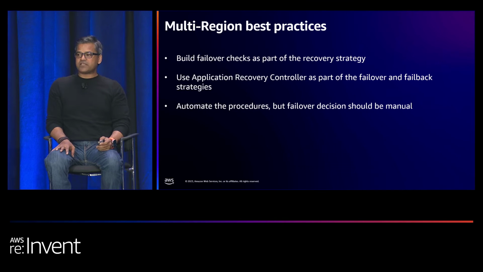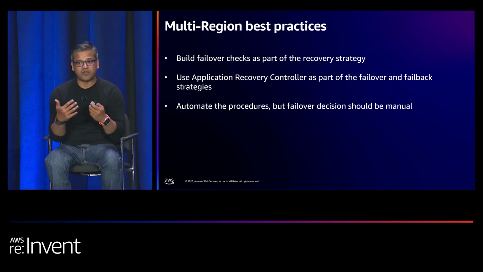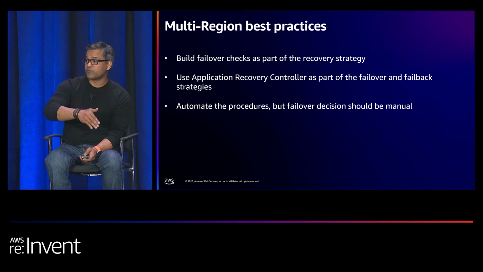So at this point, the best practice to call out is: build failover checks as part of your recovery strategy, beyond your recovery mitigation and detection control. You want to be absolutely sure you're ready to take the traffic on your secondary region. Use ARC where you can, because it'll simplify and automate a lot of things which otherwise you will have to self-build yourself. And by the way, this is not just for the failover.